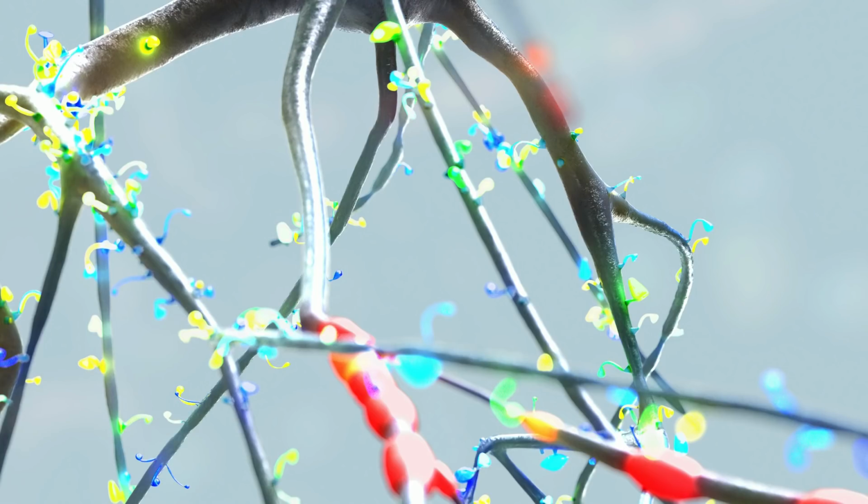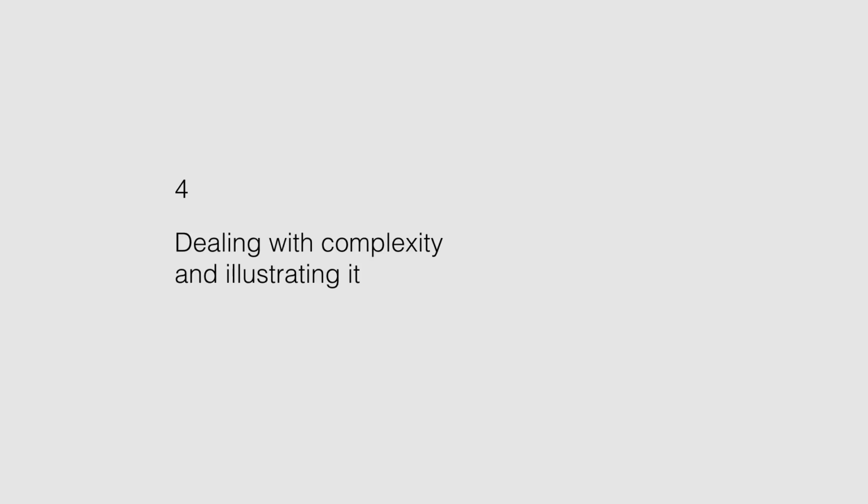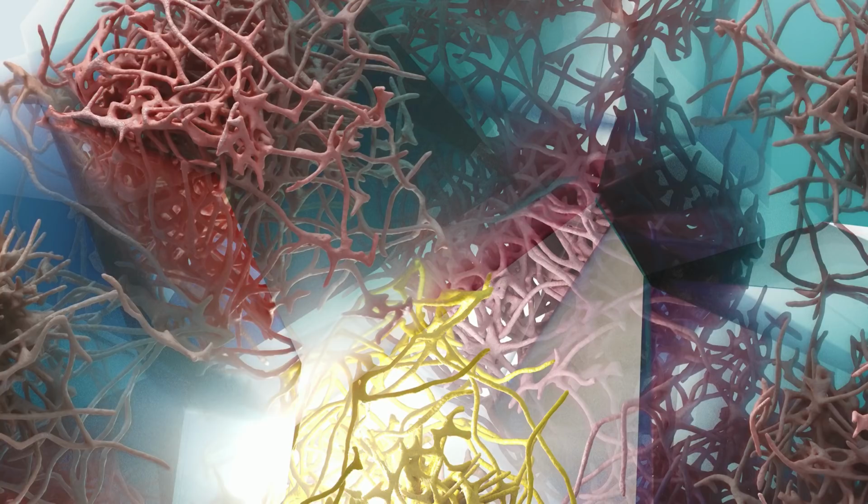The red things are the boutons. So there's an input to a neuron, and an output from a neuron. Inputs are all the spines, and the boutons are the outputs, actually. Dealing with complexity. Here's another example.